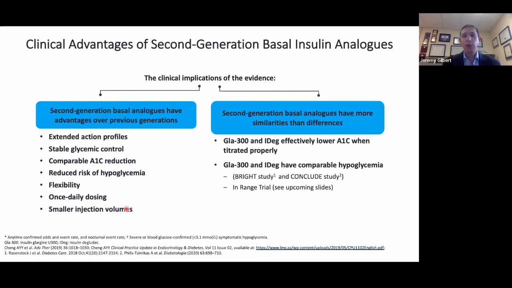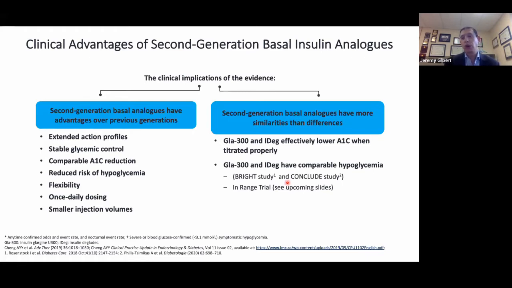The comparison between them, in my mind, suggests more similarity than differences. And while there are some subtle differences in the BRIGHT study and CONCLUDE study and other real world studies, largely these two agents are very effective at lowering A1C when titrated properly, can give great efficacy as well as great safety. And this is encouraging.